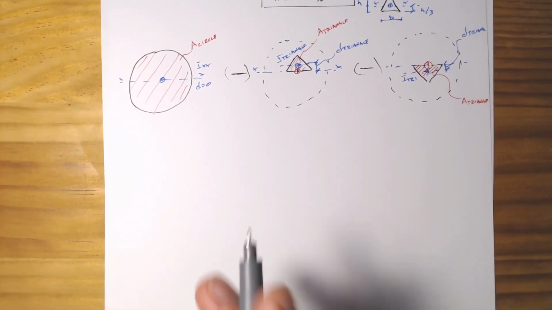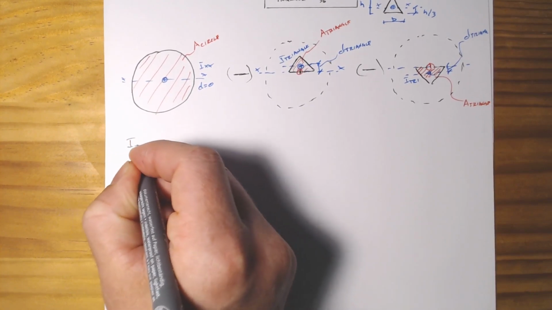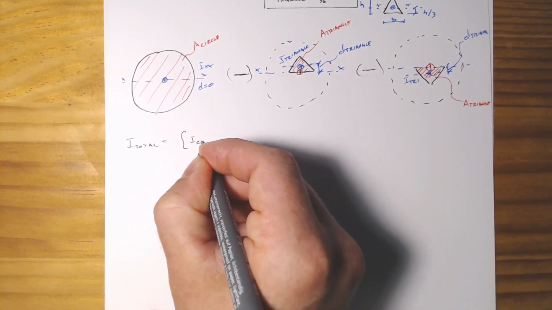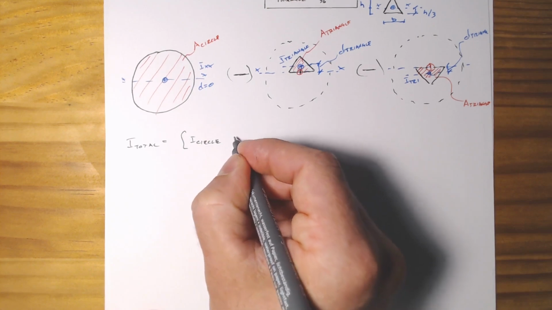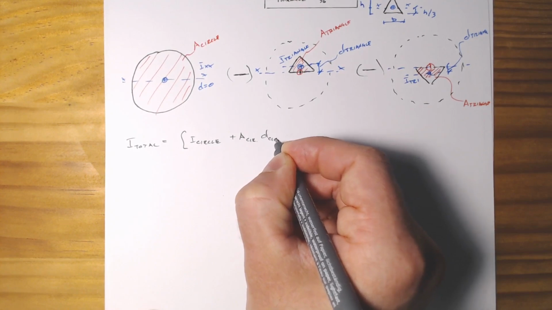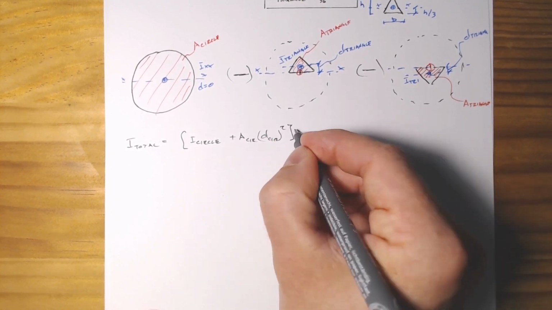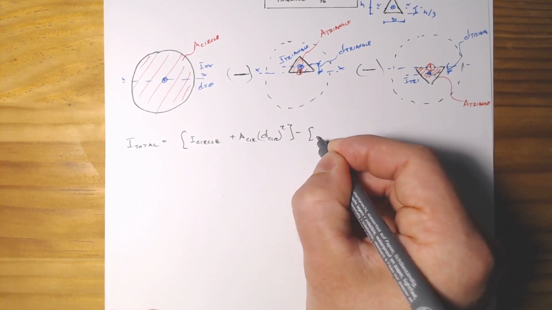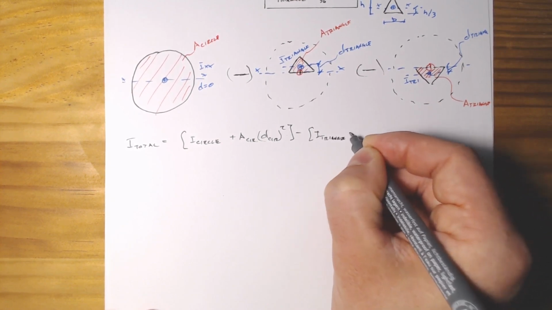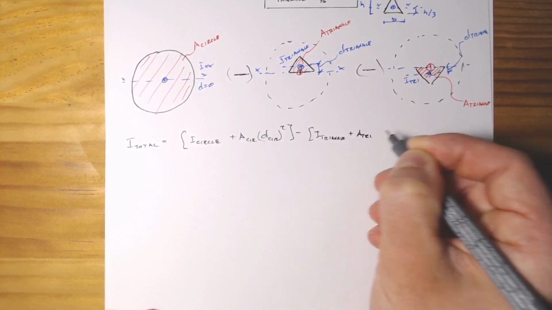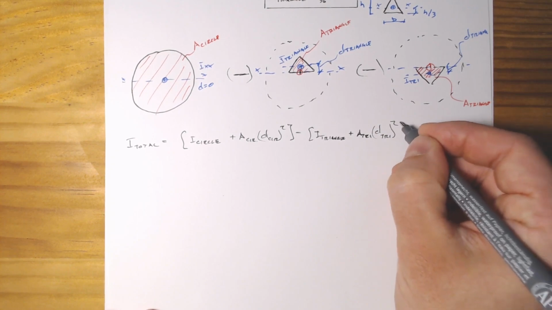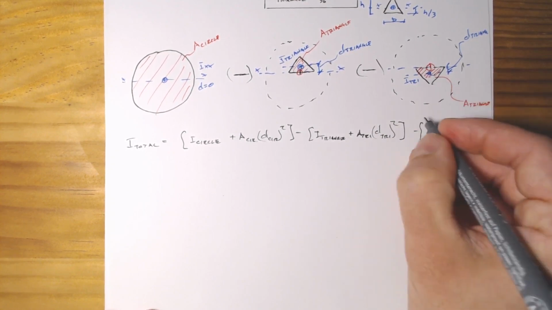So our moment of inertia total is simply going to be the moment of inertia of the circle plus A circle d circle squared, minus the moment of inertia of the triangle plus A triangle d triangle squared, and subtract out the bottom one.